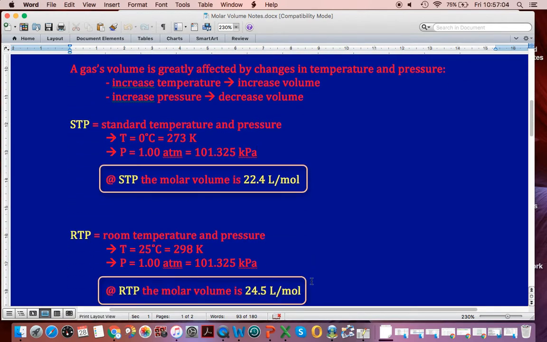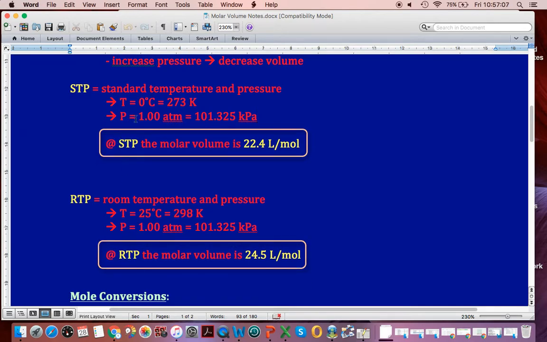Well, if there's STP, it turns out there's RTP. The only difference is, instead of 0 degrees, R stands for room temperature and pressure. Chemists and physicists have decided that room temperature is 25 degrees Celsius. You might disagree based on the science room. Anyways, 25 degrees is 298 Kelvin, and the standard pressure stays the same as before. We're at a higher temperature, so the volume expands slightly. 24.5 liters per mole.